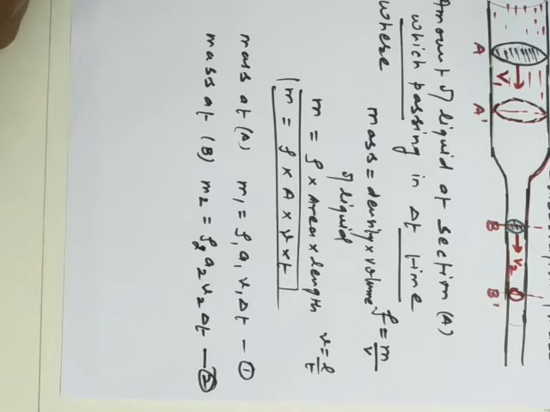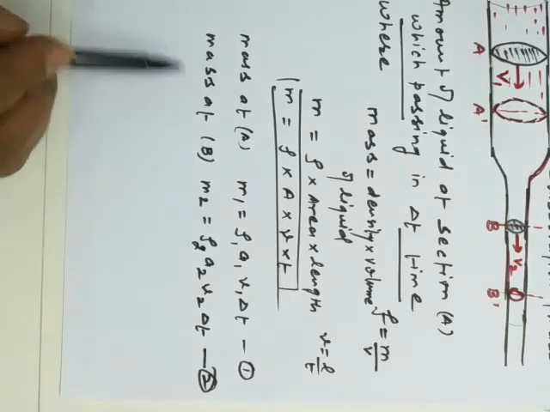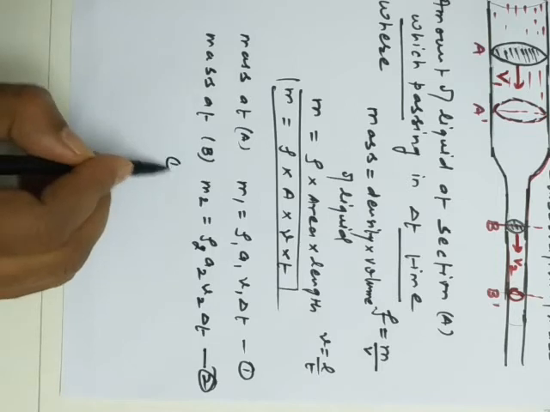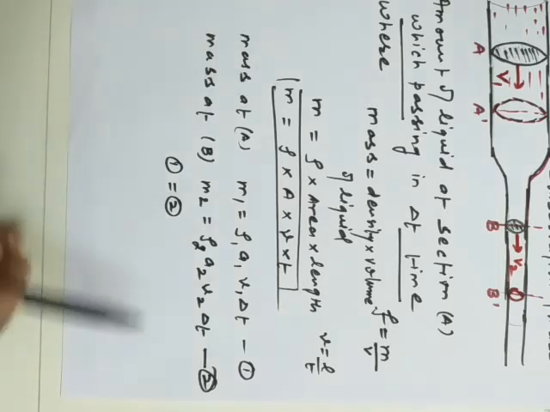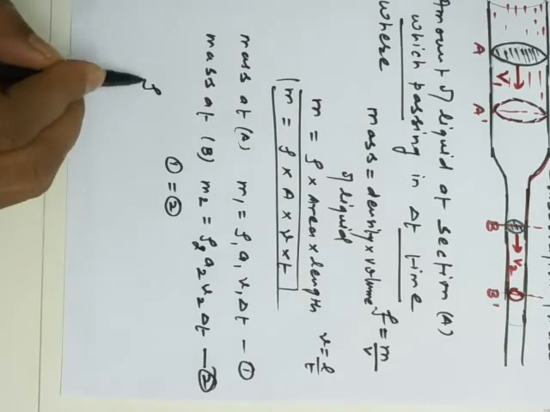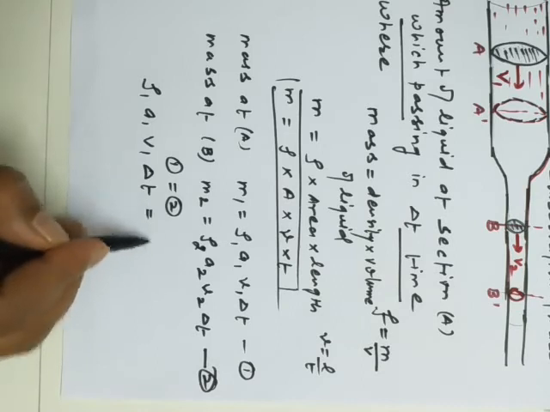Now if we assume the equation of continuity, we can equate equation 1 to equation 2, because of the conservation of mass. The same amount of mass entering the tube is equal to the mass leaving the tube. So we can write rho 1 A1 V1 delta t is equal to rho 2 A2 V2 delta t.